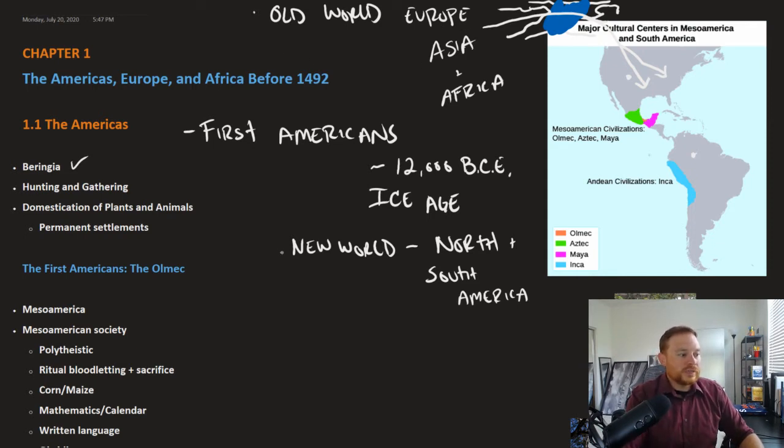So Old World and New World, from the ending of the Ice Age all the way until 1492, were isolated from one another, developed different cultures, different societies, different languages, different religions, different biology, different plants, different animals developed on both sides of the globe.